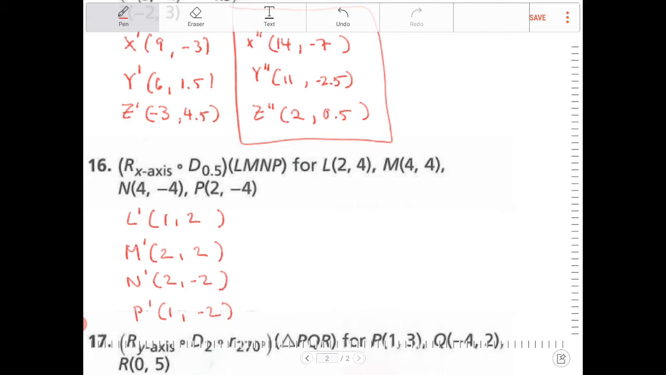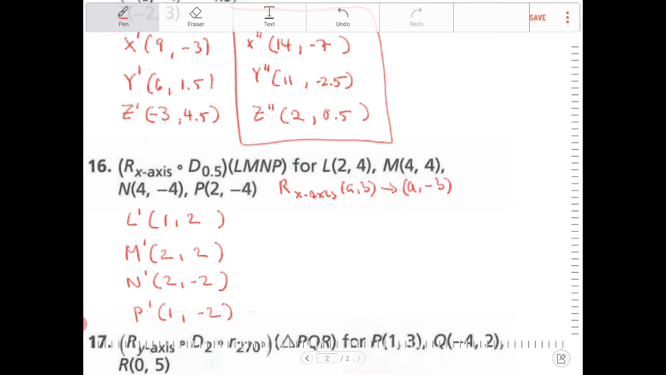Next, we're going to reflect over the x-axis. And when we reflect something over the x-axis, remember the x-coordinates. Let me just do a quick reminder of what that is. When we're reflecting something over the x-axis, let's say a comma b, what will result from this is we're going to end up with a comma negative b. So this will become L double prime will be 1, negative 2. M double prime, 2, negative 2. N double prime, 2, positive 2. And P double prime is 1, positive 2. And that's it.